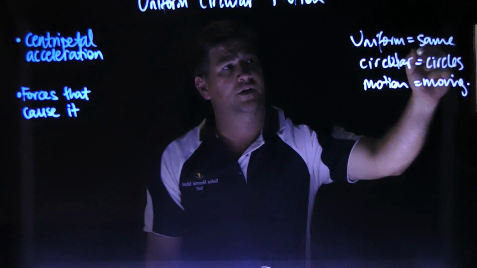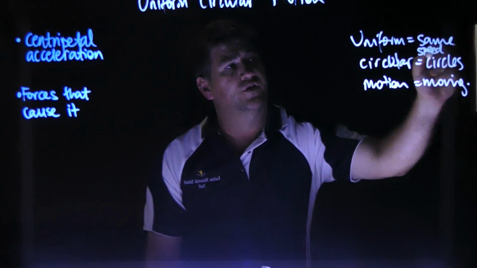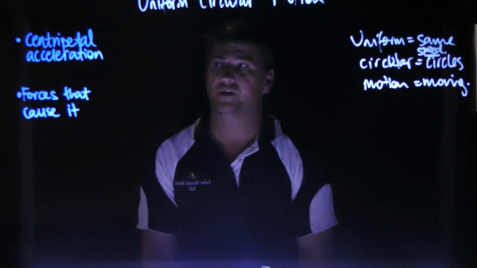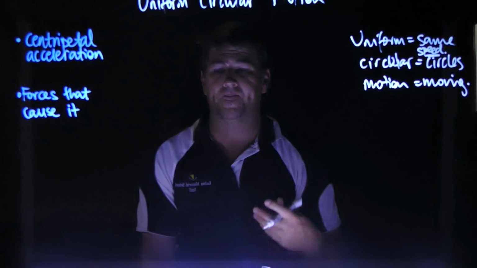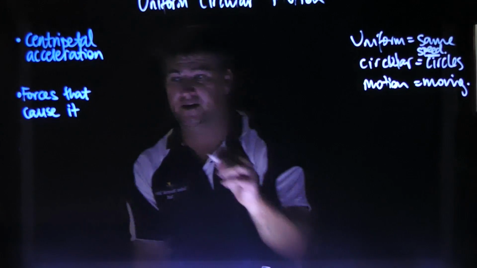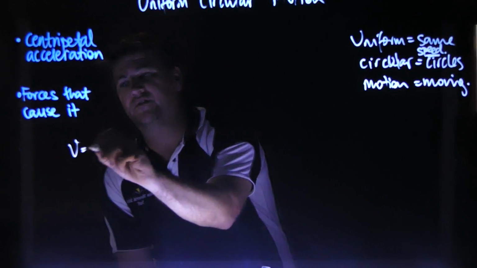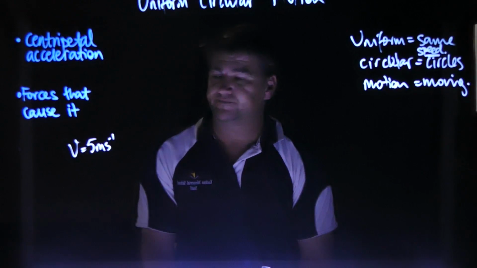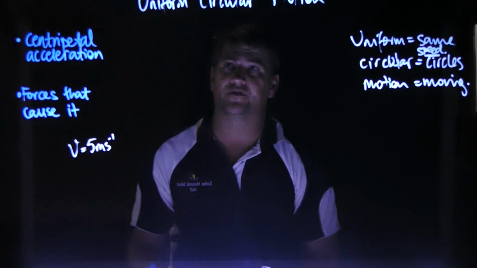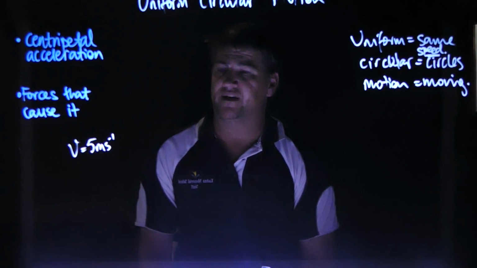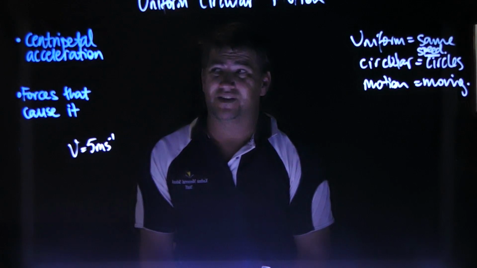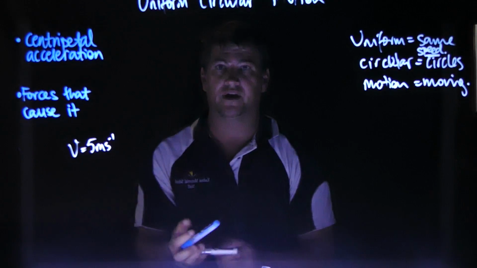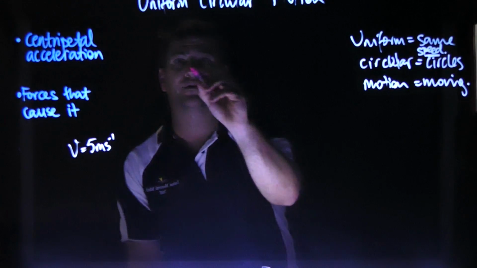Now uniform refers to the speed that the object is moving at in terms of a circle. So we can talk about moving around a circle with constant speed. So let's say it's got a speed of 5 meters per second. Now you notice I'm saying speed rather than velocity because, well, it's going around a circle, so its velocity is always changing. I'll hopefully illustrate this a little bit better in a sec.